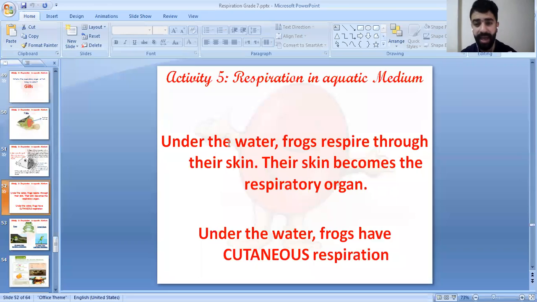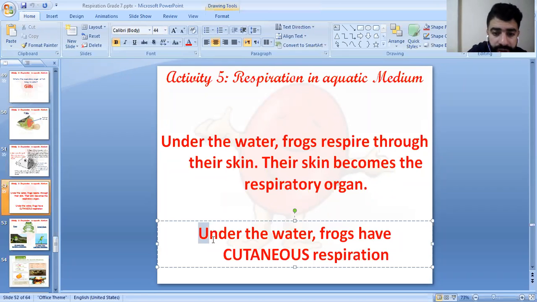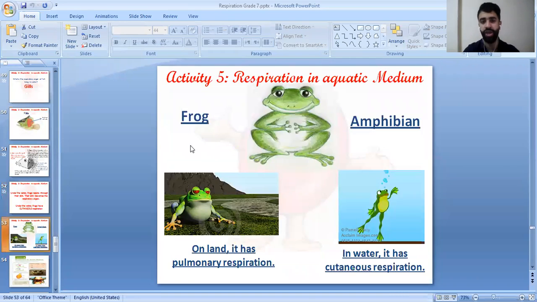Under the water, as I said, frogs have special respiration. They respire through their skin. So their skin becomes the respiratory organ. So what do we call them? They have cutaneous respiration. Where? Under the water. As a special note for frogs or amphibians, the animals that live both on land and in water: on land, the frog has pulmonary respiration, while in water, it has cutaneous respiration.